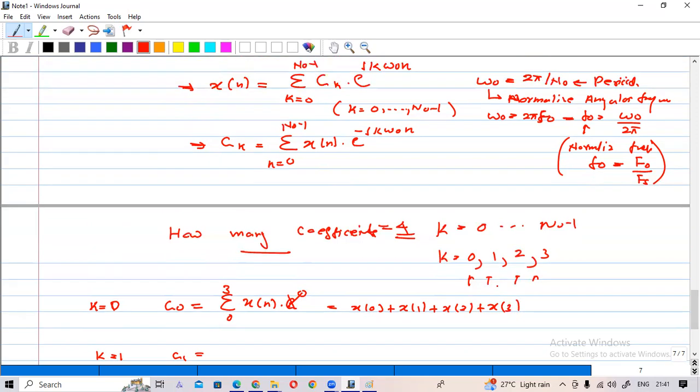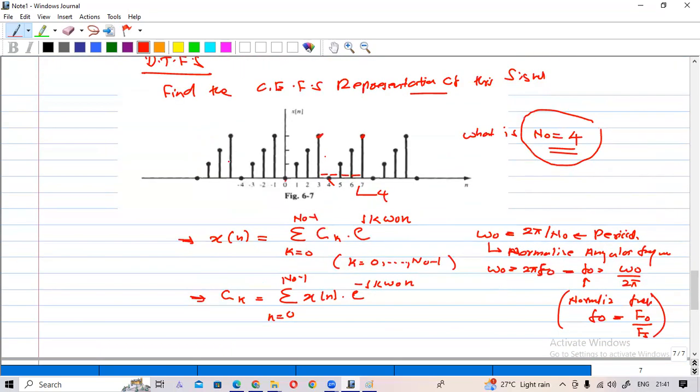So what are the x0, x1, x2 values? This is x0, that is 0. This is x1, that is 1. This is x2, that is 2. This is x3, that is 3.